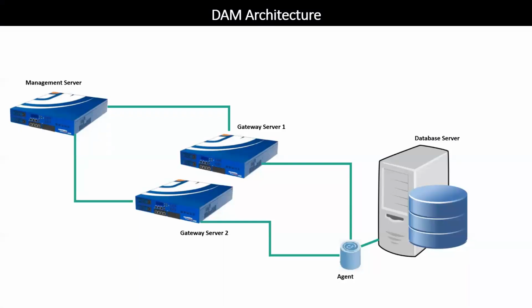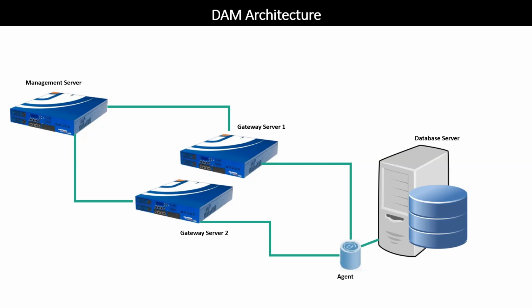So here is the DAM architecture. We haven't covered SOM in this diagram. So we have a management server and we have 2 gateway servers. We can have multiple gateway servers for redundancy. And the piece of software known as the agent is installed on the database server. The agent basically collects all the activities from the database server and sends that traffic to the gateway servers.